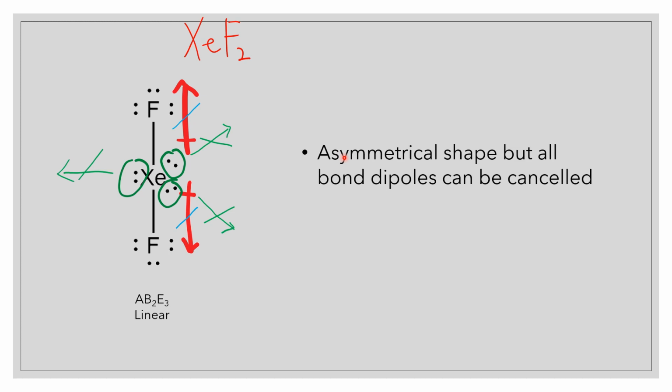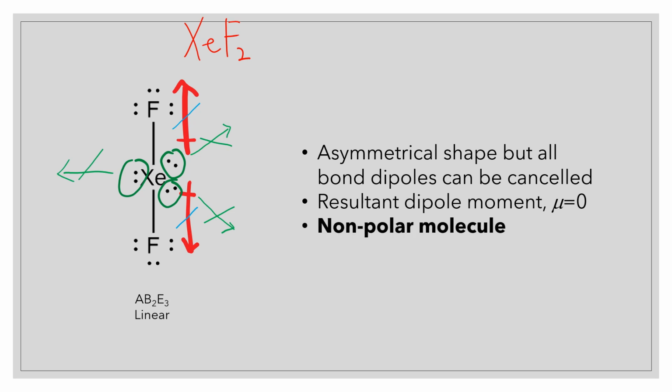So for XeF2, it is a symmetrical shape, because although there are lone pairs on the central atom, all bond dipoles can be cancelled, together with the lone pair dipoles. They can also be cancelled between lone pair dipoles. So that will give us resultant dipole moment mu equals 0. So this is a nonpolar molecule.